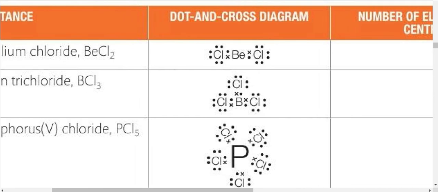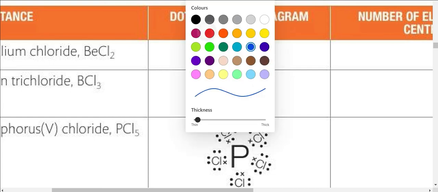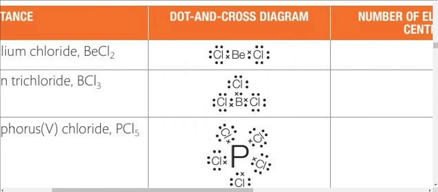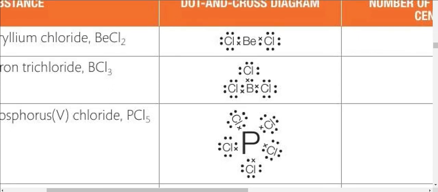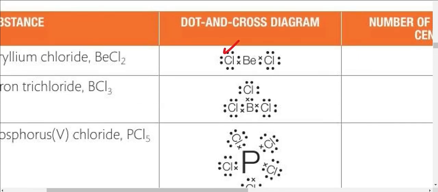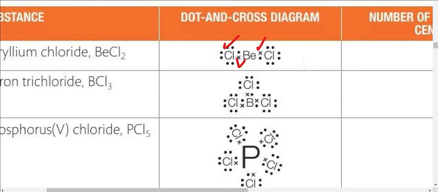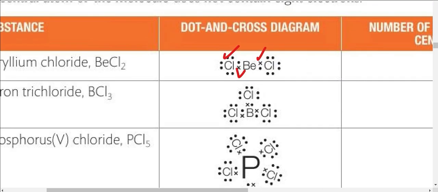Beryllium is in group number 2 of the periodic table, so you can see the crosses, they're all for beryllium. Okay, and the dots are all for chlorine. So now you can see how many dots are there very clearly. These dots are all for chlorine. And there are 2 crosses which are for beryllium. Right? This is a linear structure.